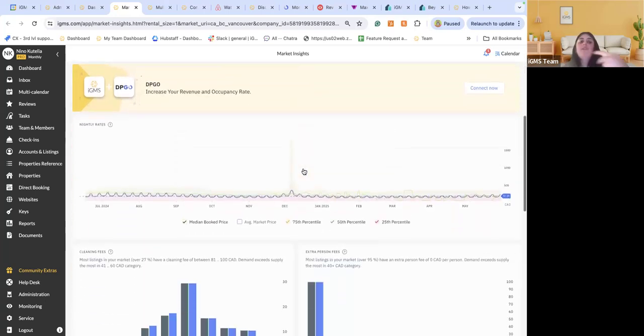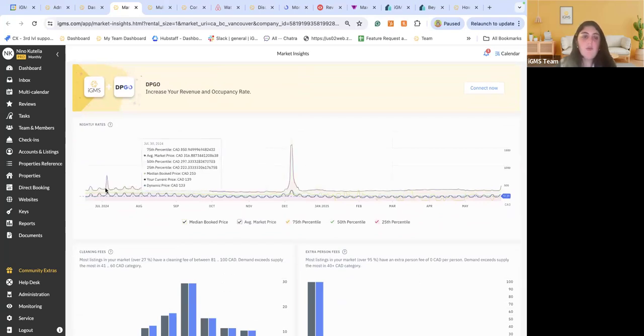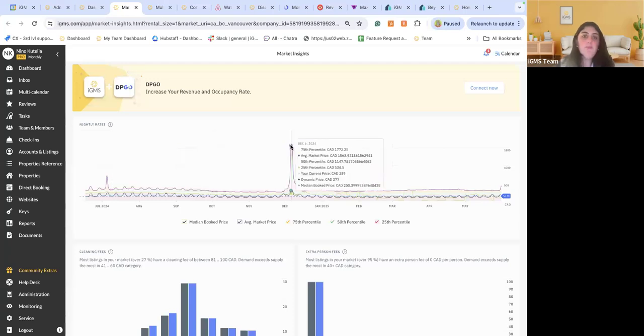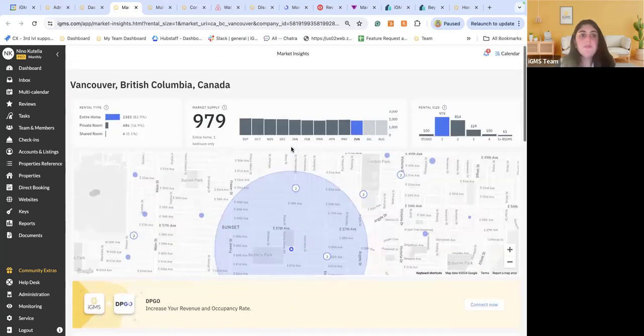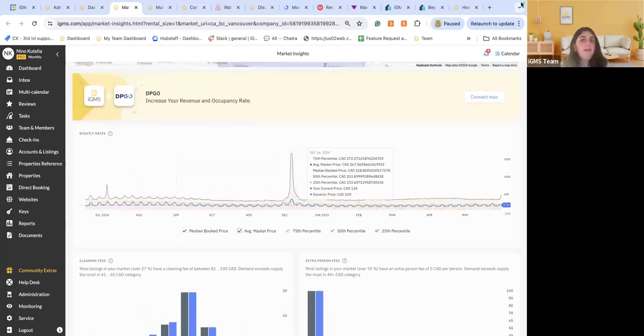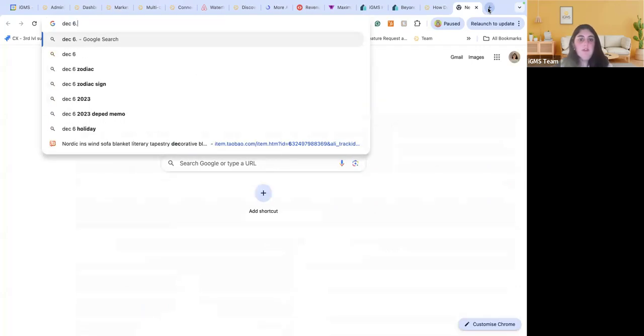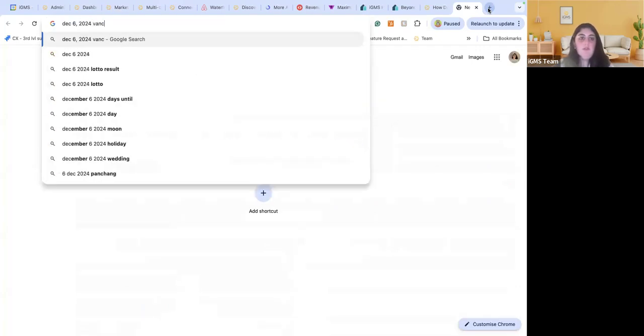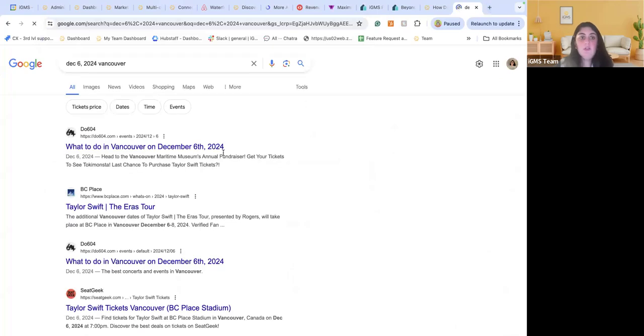Then you also see the nightly rates and their statistics. You can actually scroll through this and see what's happening. As you can see, these are the spikes. So most likely there's something happening on those dates. There's a big spike on here, so most likely something is happening there. December 7th, 2024, and this is in Vancouver. Let's see what we can do. We can actually search it. So December 6th, 2024, Vancouver. Maybe somebody's having a concert on there.